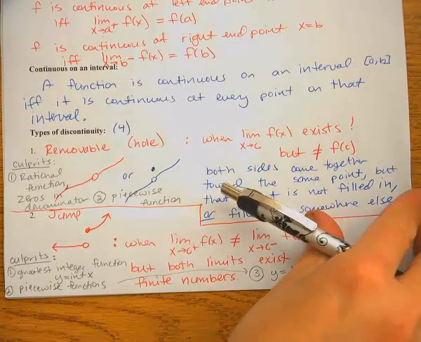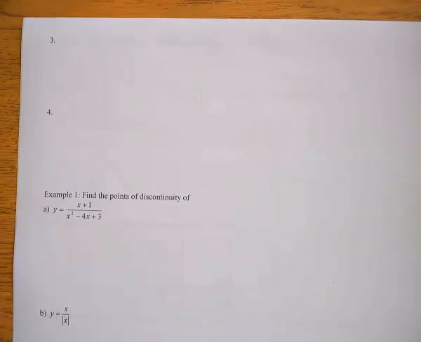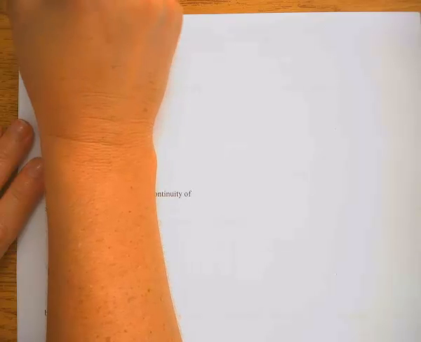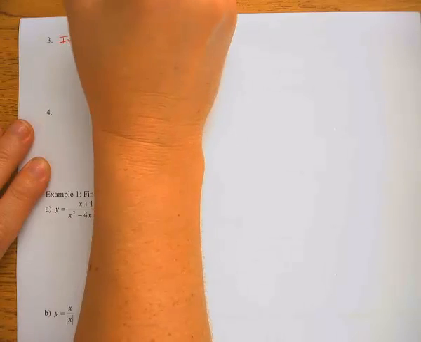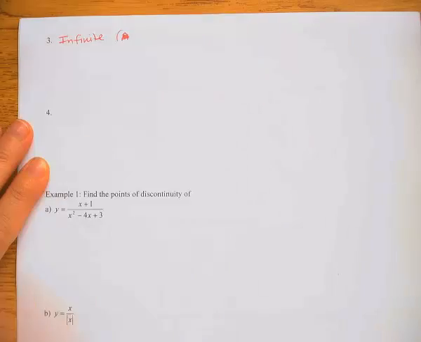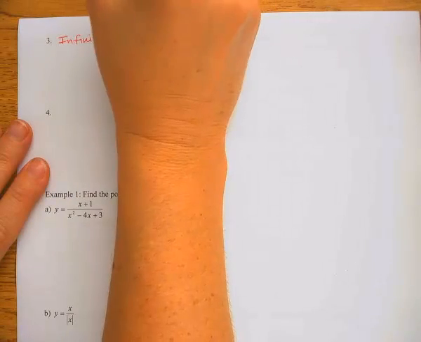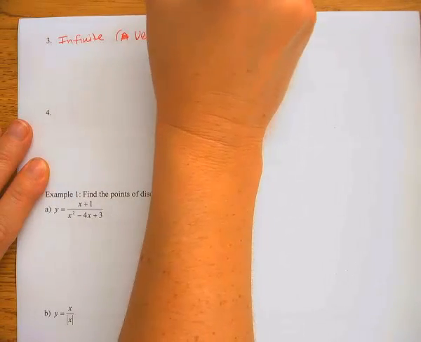The third type of discontinuity is asymptotes. These discontinuities are referred to as infinite discontinuities. But basically what they are is vertical asymptotes.